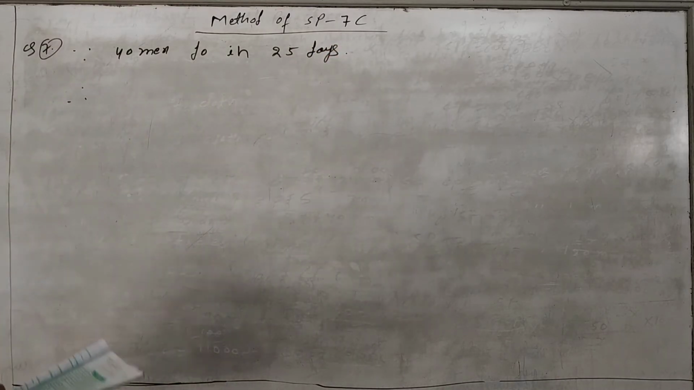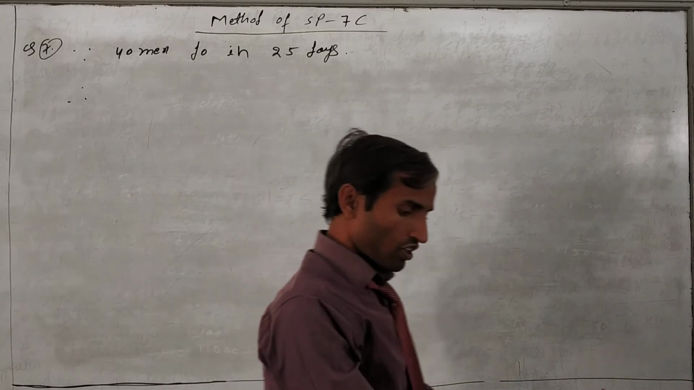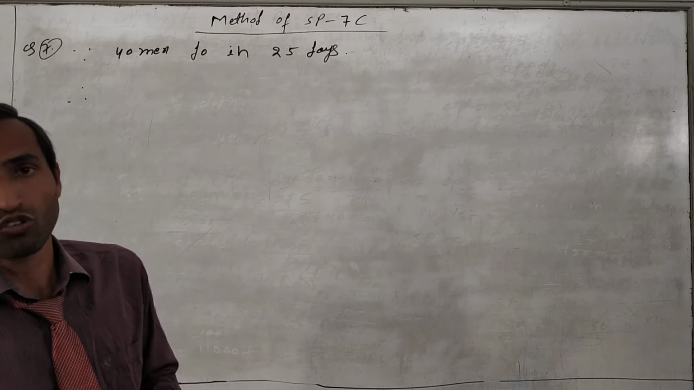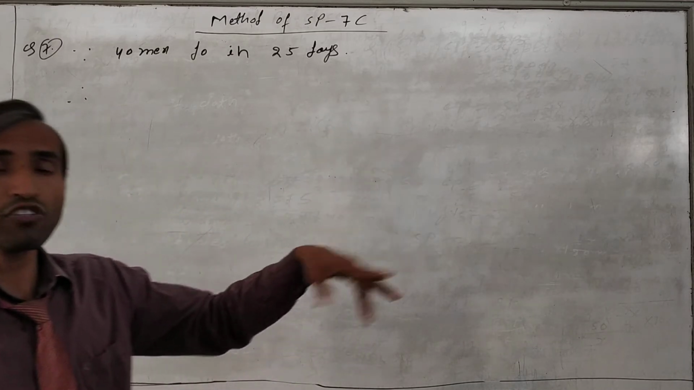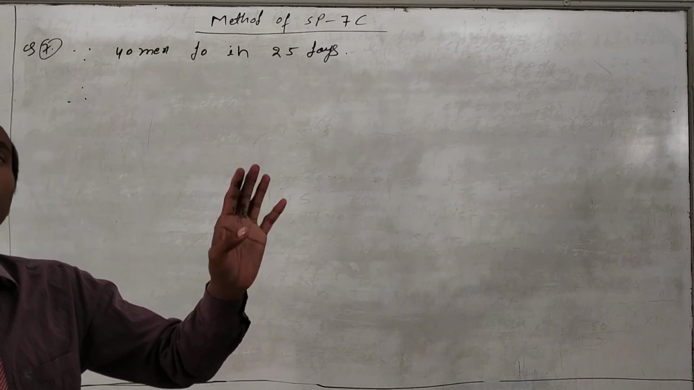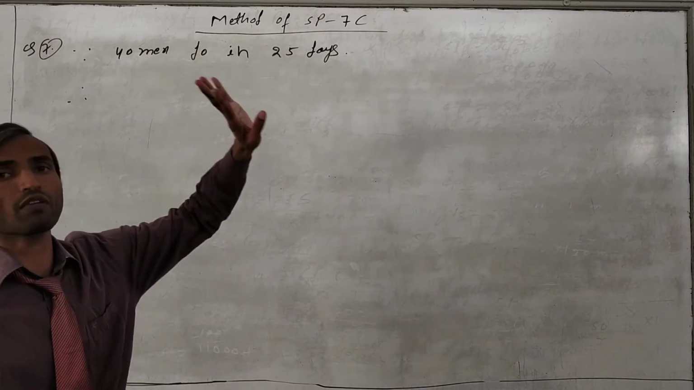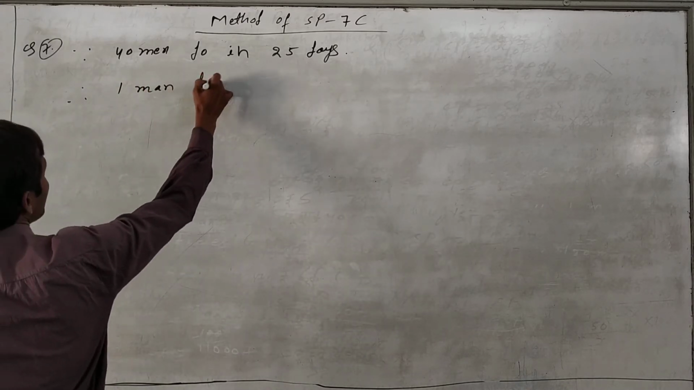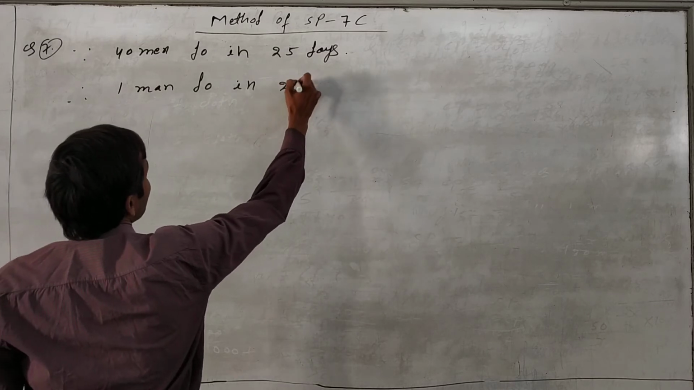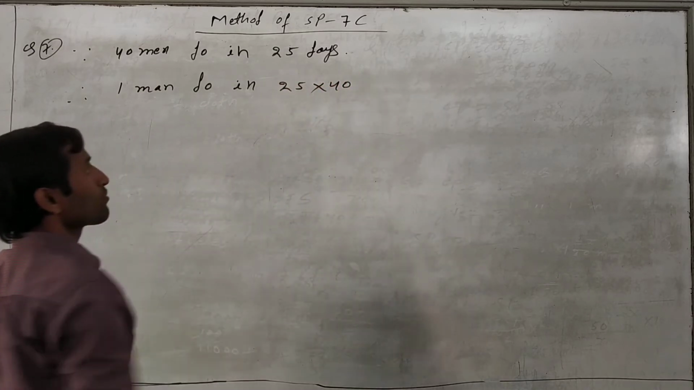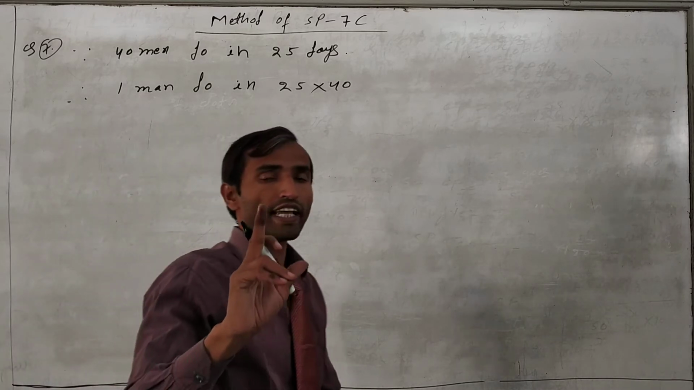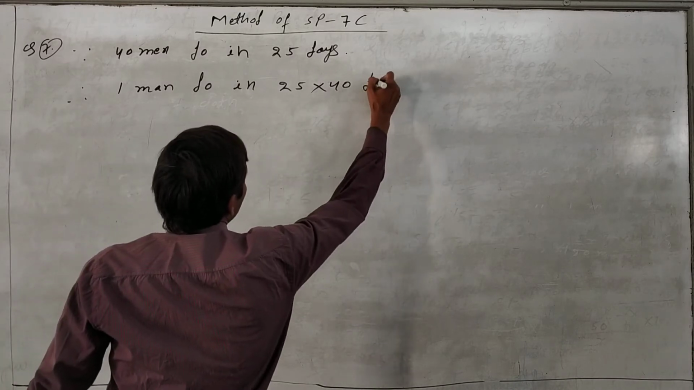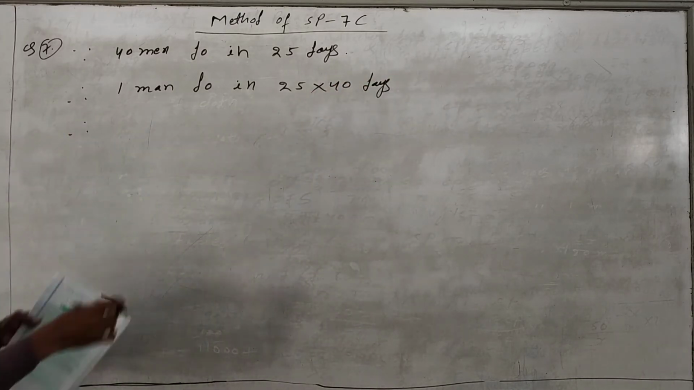Now we have to find for one man. If 40 men together take 25 days, then how many days will one man take to do the same job? Sure, they will take more days, so in this case we have to multiply. First of all, write down for one man: the same job in 25 into 40, because he is alone, he will take more time. So if more, then you have to multiply. Now we have to find for 50 men.